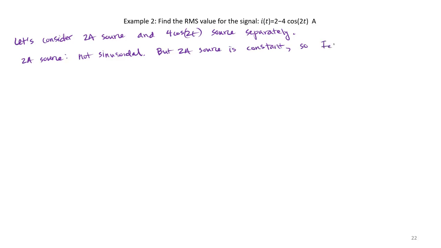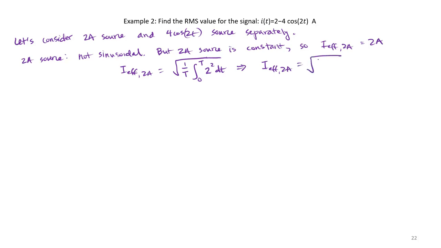So we can say our I effective of the 2 amp source is just going to be 2 amps. If you didn't immediately recognize this, you could still plug into the equation as normal, and you would see that we would just take the square root of 1 over t of our 2 amp source, and notice what we would end up getting is the same result. We'd have 1 over t times 4t, and that would give us square root of 4, or 2 amperes. So we've completed the calculation for the 2 amp source.